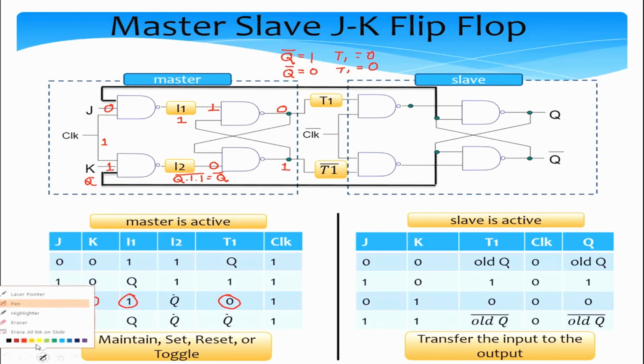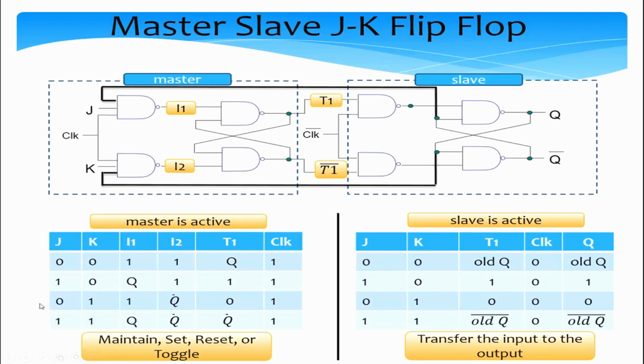So let's now consider the last case. The last case is very interesting. So in this case, J is 1 and K is 1.